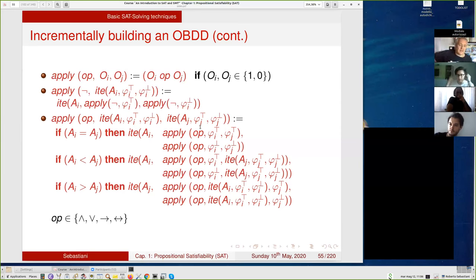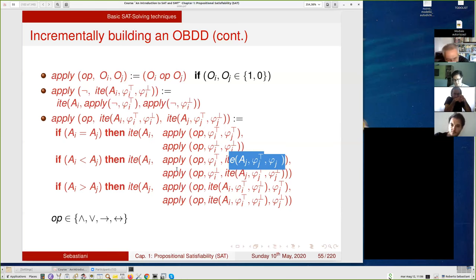A slightly different thing is when the variables are not the same. If the variables are different, so for instance, if AI precedes AJ, then of course the variable will be AI, and then you apply recursively: you build the left branch as applying the operator to the true branch of AI and to the whole OBDD of AJ.